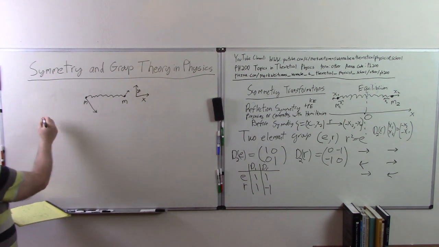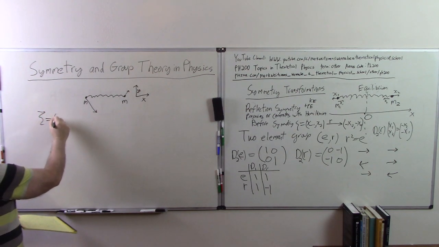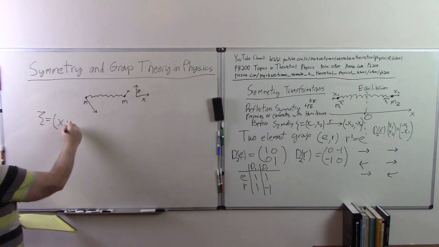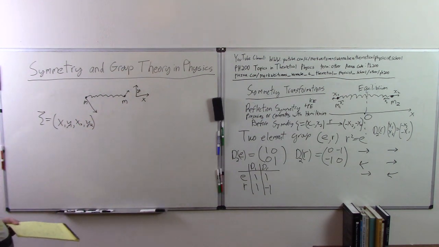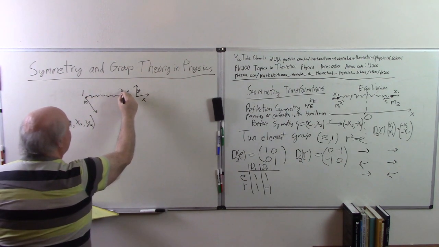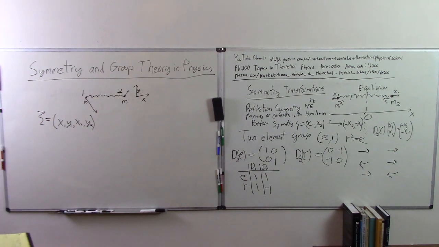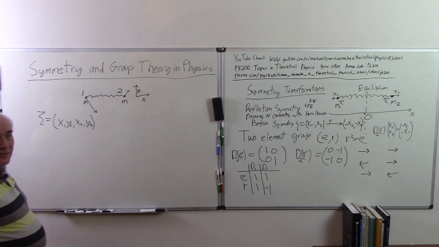So now our displacement vector, I should have put a vector on it before, we're going to write it as x1, y1, x2, y2. And again, this is particle 1, and this is particle 2. So the symmetries this time will be a little bit more complicated. So let's try and figure out what are the symmetries of this particular thing in 2 dimensions.